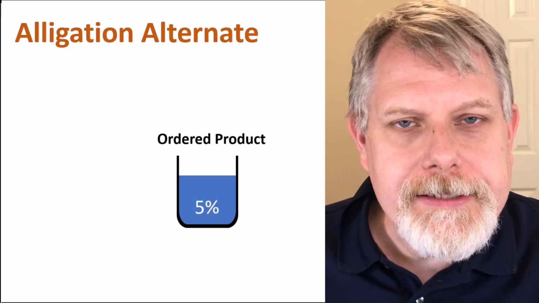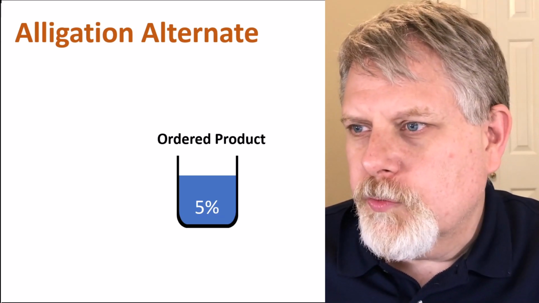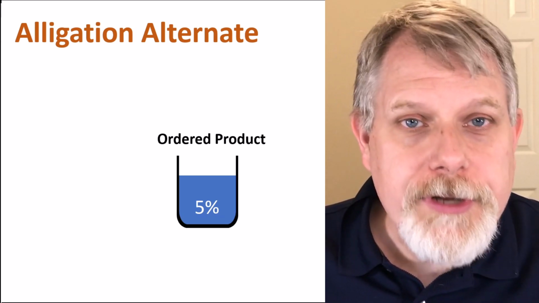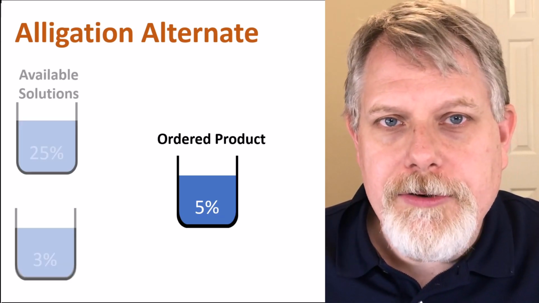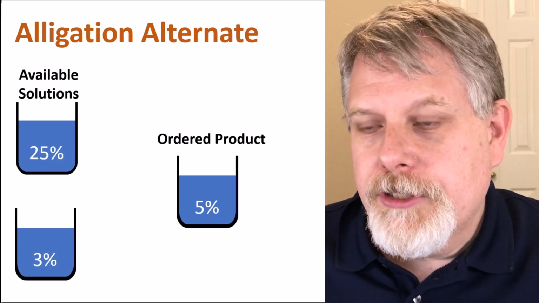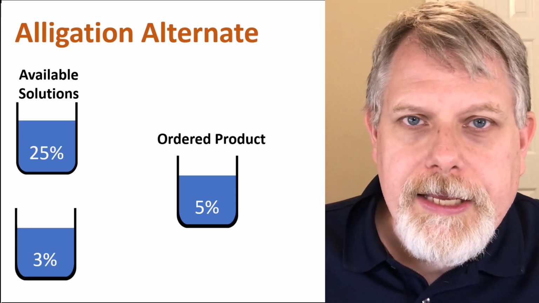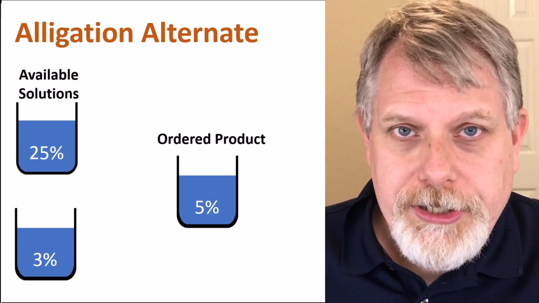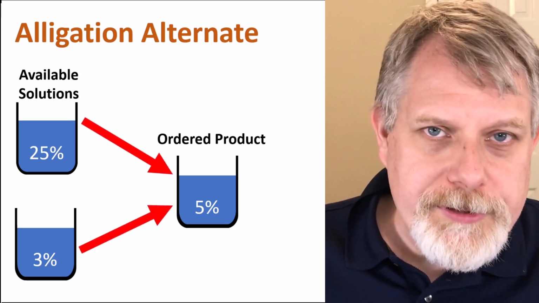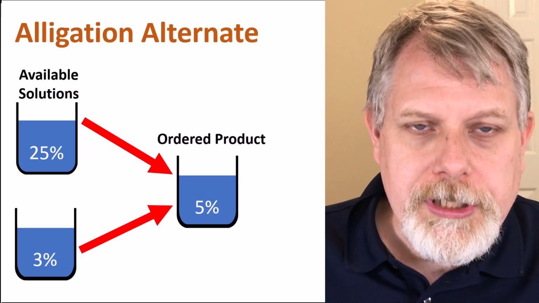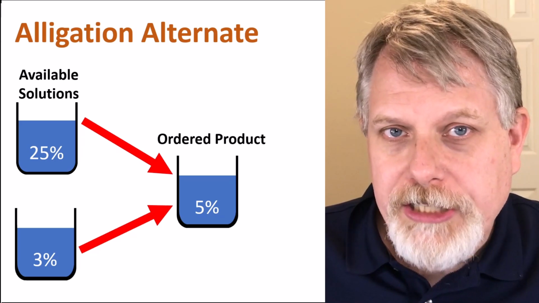Well, one way to think about it is, let's say in your pharmacy you've received an order for a 5% solution with a particular active ingredient, and you do not have that solution with that exact concentration on hand, but maybe you do have a solution with that same active ingredient with a 25% concentration and also a 3% concentration. So the question is, how can you mix these two together, the 25% solution and the 3% solution, in such a way that you'll arrive at a solution with that 5% concentration?